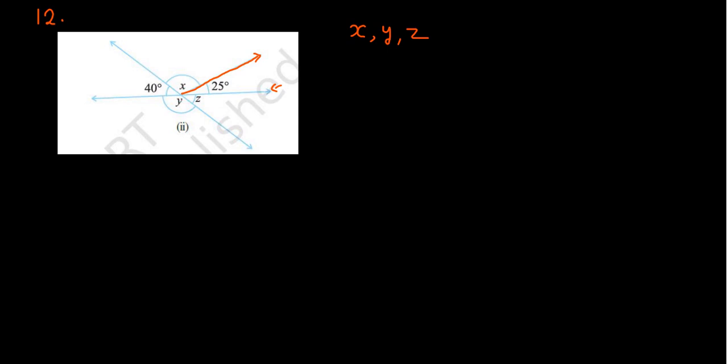Here first of all you can see these two angles together are making a straight line, so they are making a linear pair, and we know that the angles in a linear pair are supplementary. So we can write here y plus 40 degree is equal to 180 degree, because y and 40 degree are making a linear pair.